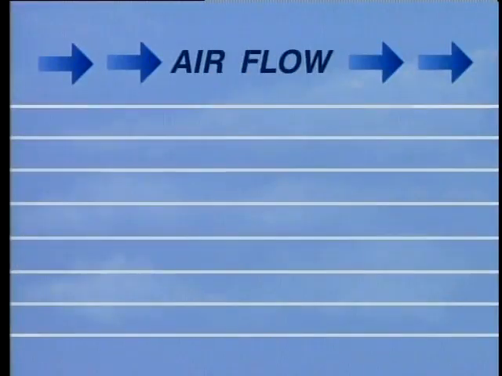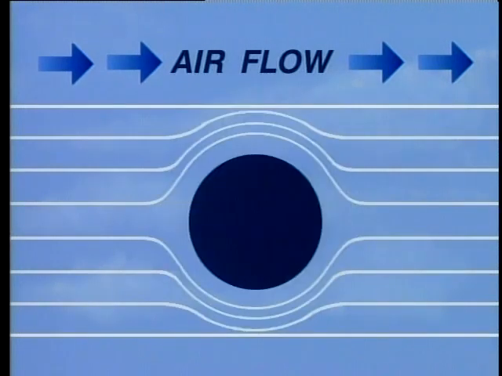Here we have a diagram of moving air. The arrows indicate the direction of flow. Now, I'll put an object into this airflow and see what happens. Imagine this is the cross-section of a cylinder. We can see that the air must move around the object in order to maintain the flow.